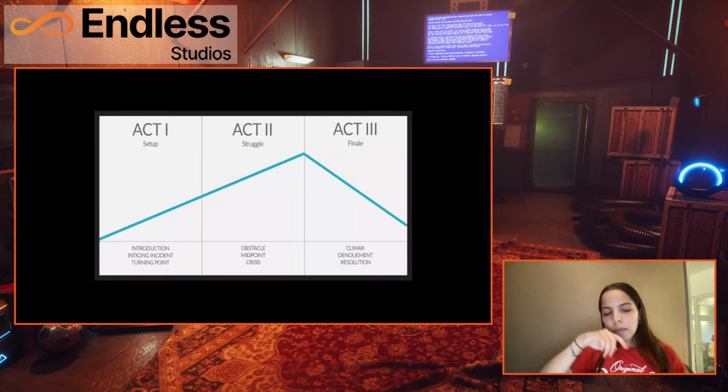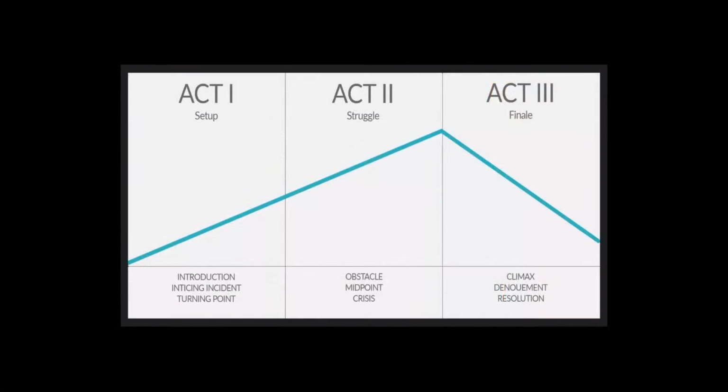Now, typically, this is how a typical story goes. It goes with the setup, the struggle, the finale. These are essentially just different words that you're going to hear for these different parts of the story. In the setup, you're going to typically hear the words introduction, inciting incident, or turning point. And then in the struggle, you're going to hear the words obstacle, midpoint, crisis. And in the finale, you're going to typically hear the words climax, denouement, or resolution. They all mean the same thing. They're just different ways to break up a story and tell each segment fluently, essentially.